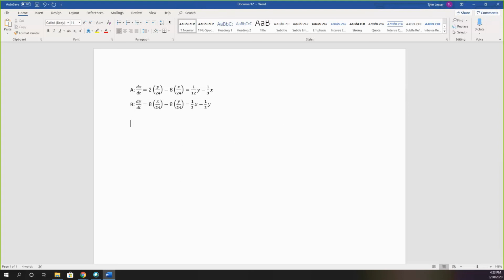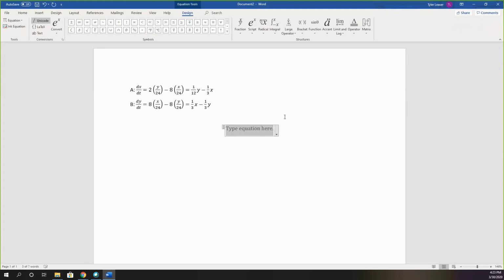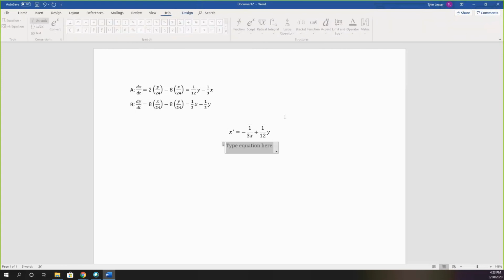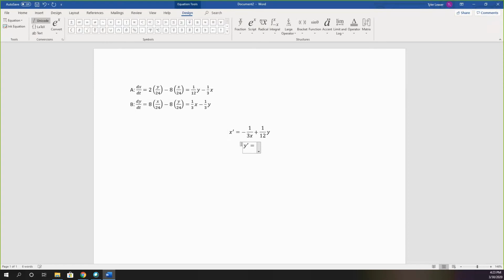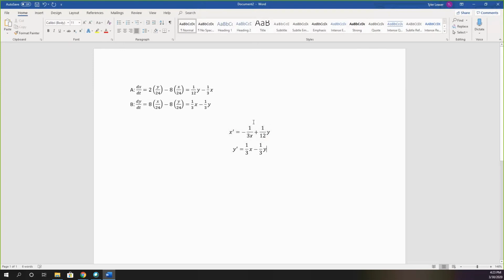All right, I'm going to just clean up my system a little bit and rewrite it. Instead of dx/dt, I'll just leave it as x prime. So we're going to have x prime is negative 1/3 x plus 1/12 y. And then y prime, I'll just leave that one as is, 1/3 x minus 1/3 y. So all I'm doing here is I'm putting the x over the x and the y over the y. These 2 equations is what we're going to call our system. So this is my system of differential equations.